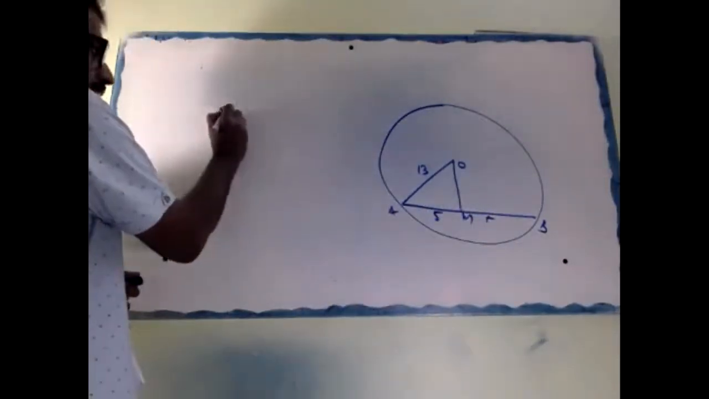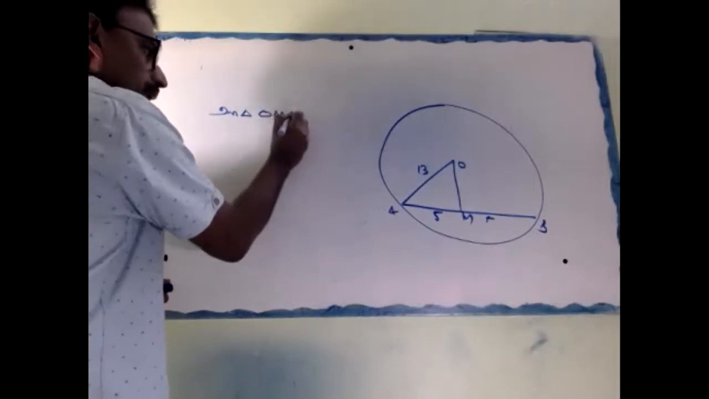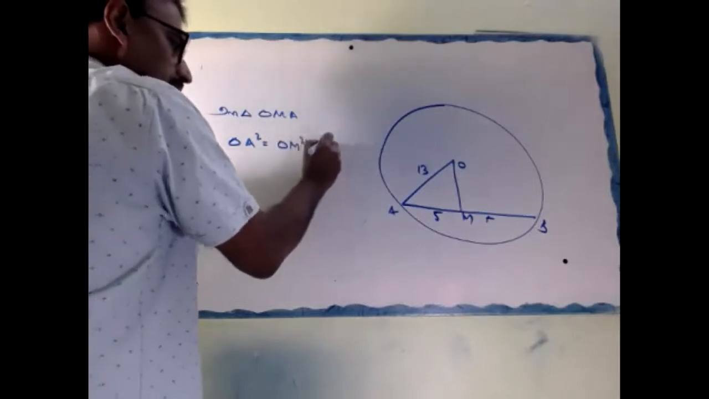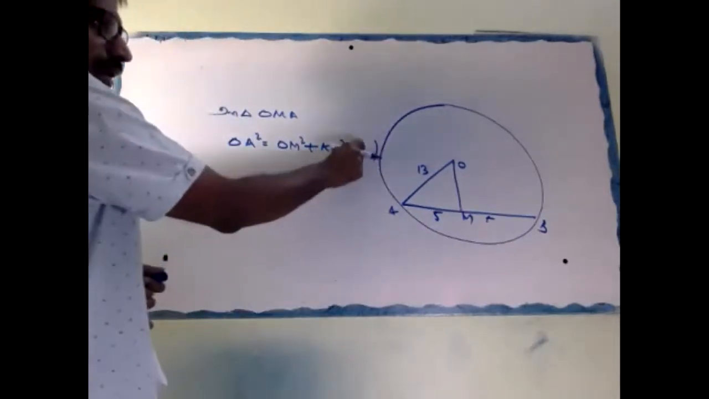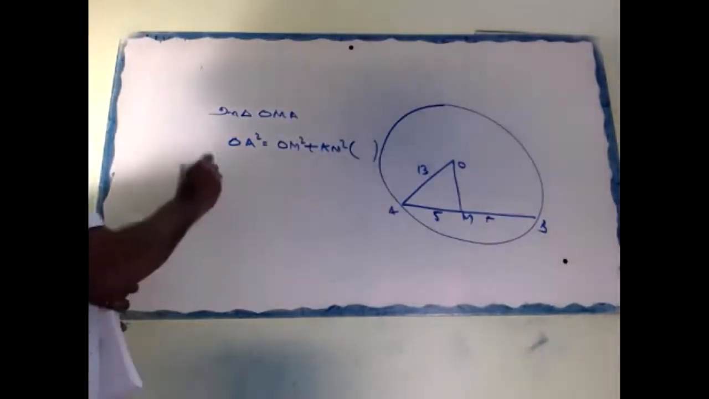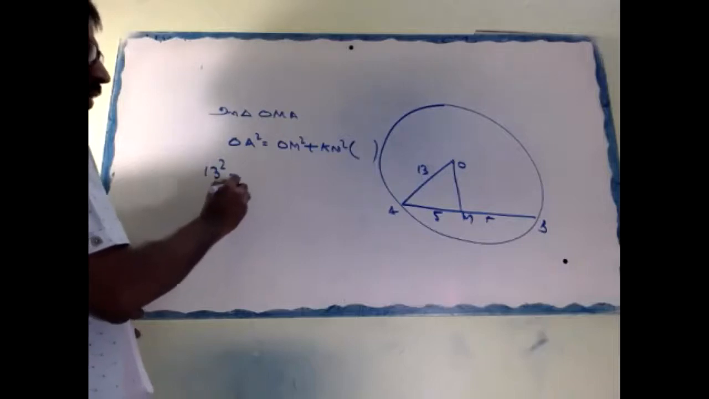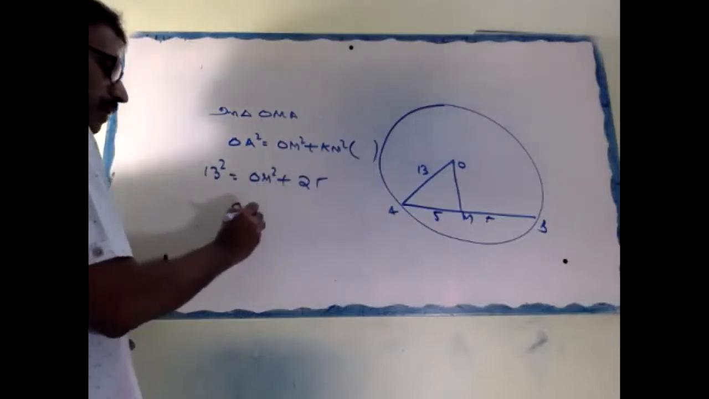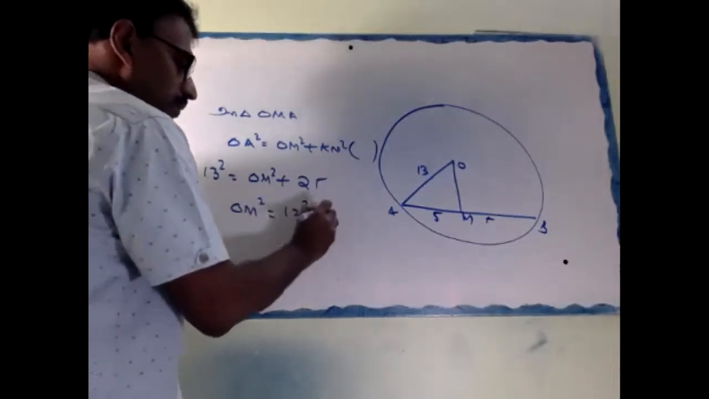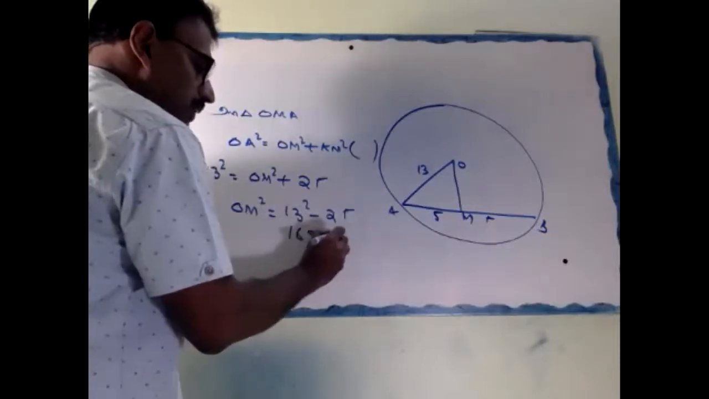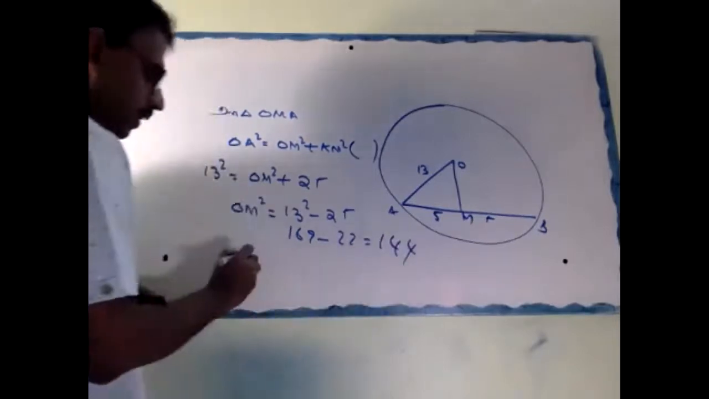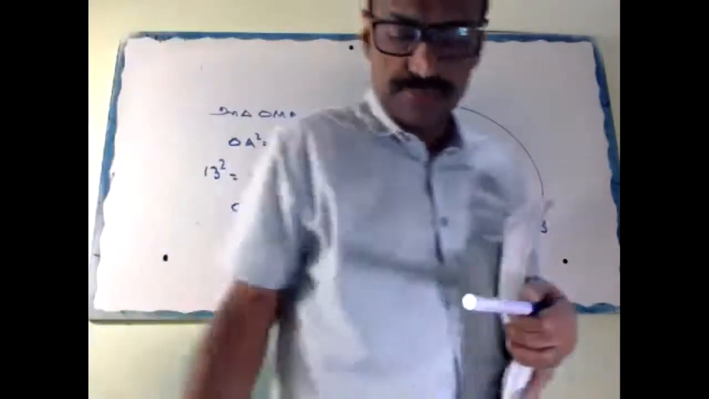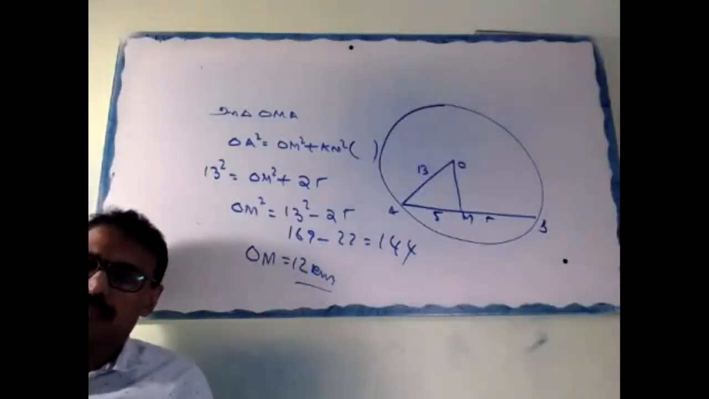Now, in triangle OMA, OA square equals OM square plus AM square. Why? Pythagoras theorem. You should write that, otherwise half a mark will be cut. So 13 square equals OM square plus 5 square. OM square equals 13 square minus 25, which is 169 minus 25 equals 144. So OM equals 12 centimeter. Is it okay? Okay or not? Check.